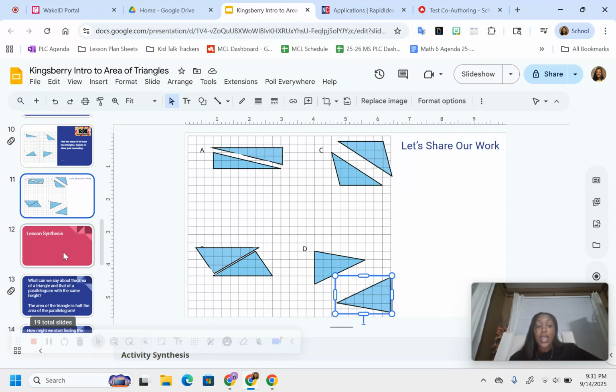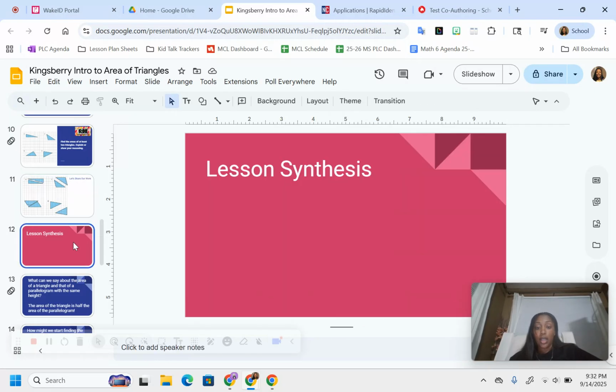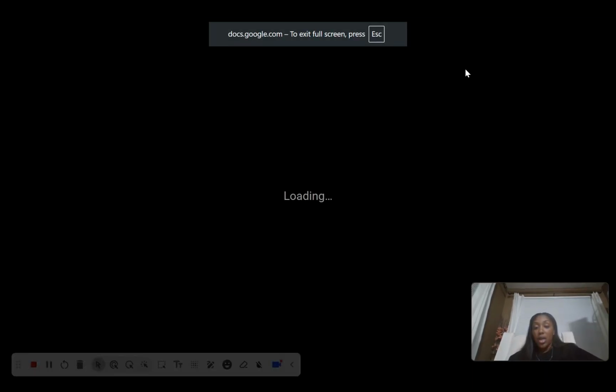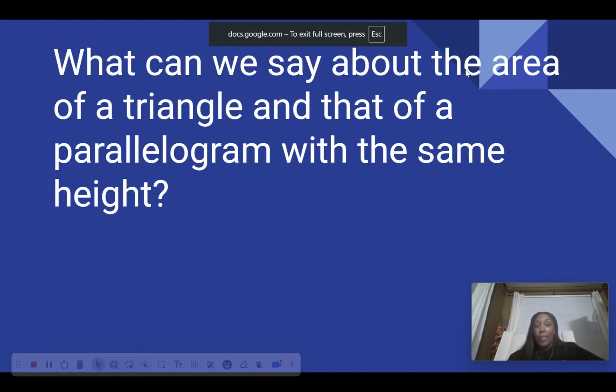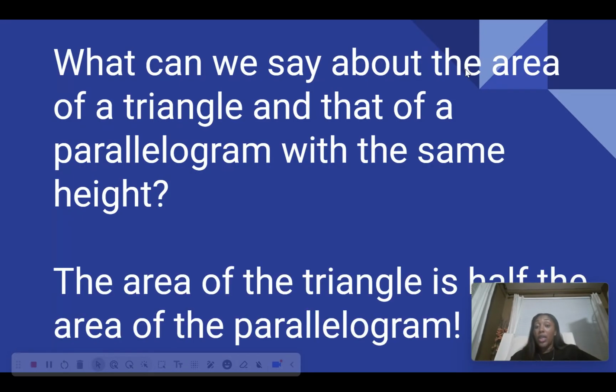So the main lesson that we want to focus on is what can we now say about the area of a triangle and that of a parallelogram if they have the same height? Well, we can say that the area of the triangle is going to be half the area of the parallelogram. So if we find the area of the parallelogram, if we cut it in half, that'll give me the area of the triangle.